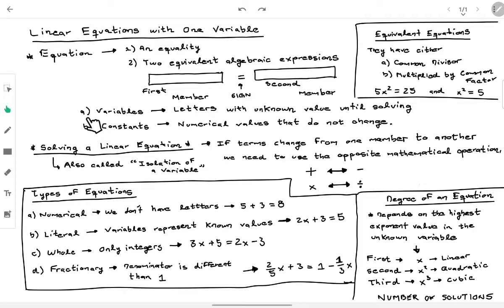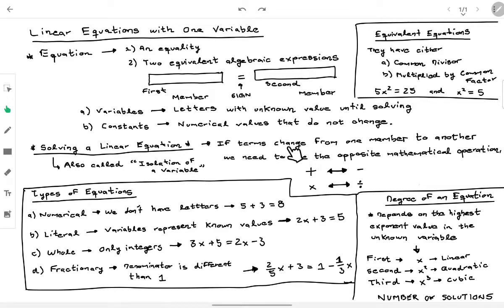In an equation we have variables, that means letters with unknown value until solving, and constant or numerical values that do not change. That means numerical values or numbers that can be either whole numbers, integers, or also fractions. So let's see, what about solving a linear equation? If we want to solve a linear equation, normally we need to change terms from the first member to the second, and also some values from the second to the first member. So how to do it?